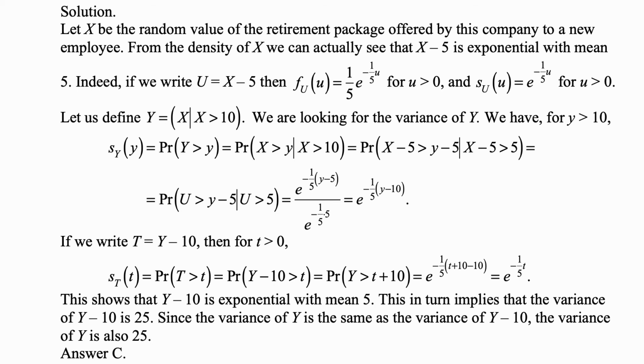If we write T for y minus 10, then for t greater than 0, s sub T of t is the probability that T is more than t, which is the probability that y minus 10 is more than t, so it's the probability that y is more than t plus 10. That's e to the minus 1/5 of t plus 10 minus 10, and that's e to the minus 1/5 t. That shows us that y minus 10 is exponential with mean 5. This in turn implies that the variance of y minus 10 is 25. Since the variance of y is the same as the variance of y minus 10, the variance of y is also 25. And that's answer C.